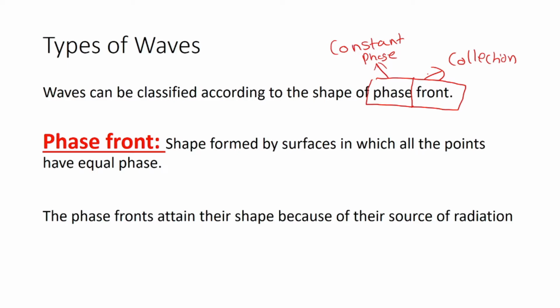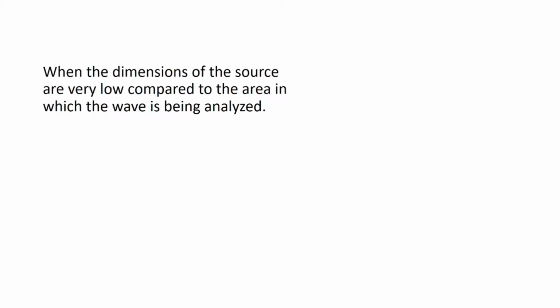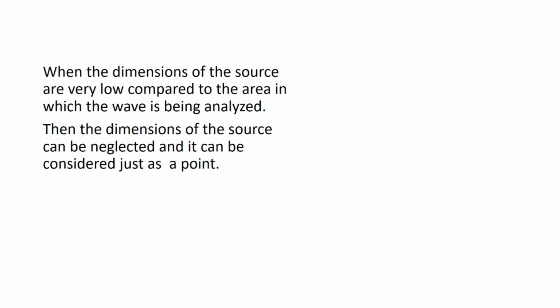The phase fronts attain their shape because of their source of radiation. Whatever the source of radiation is, that gives the phase front its shape. When the dimensions of the source are very low compared to the area in which the wave is being analyzed, as we have seen many times, if the physical dimensions of the source are negligible compared to the area of interest, then that source is considered to be a point source.